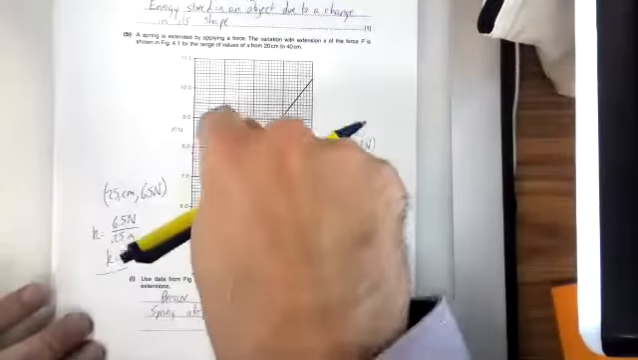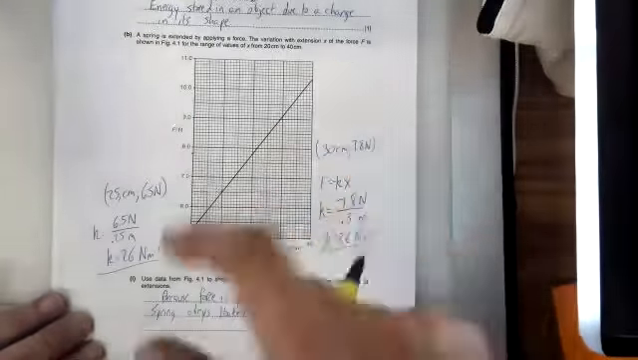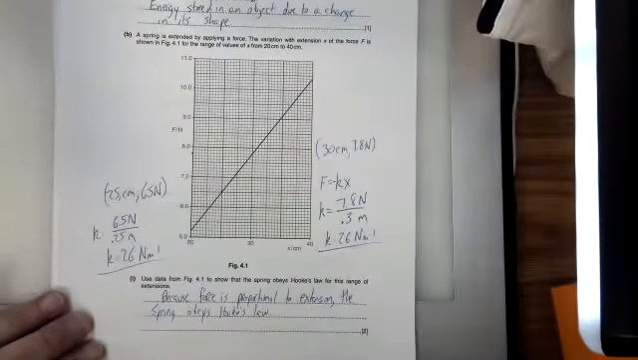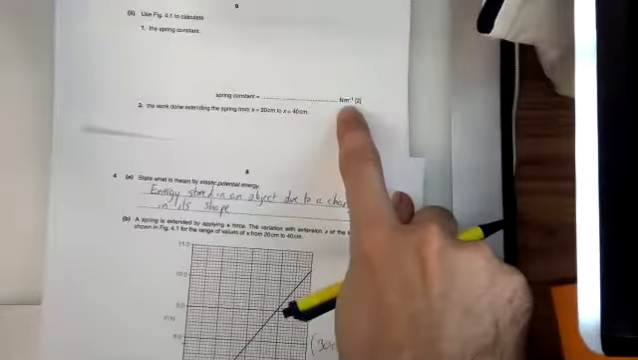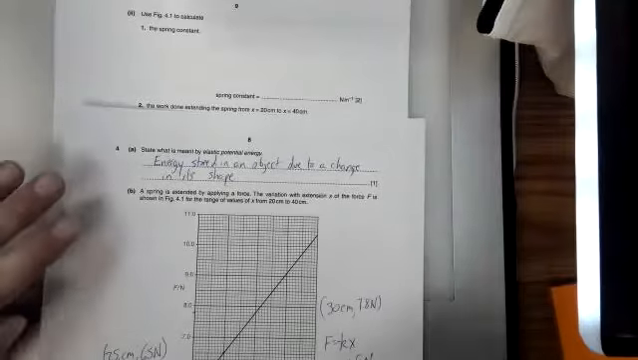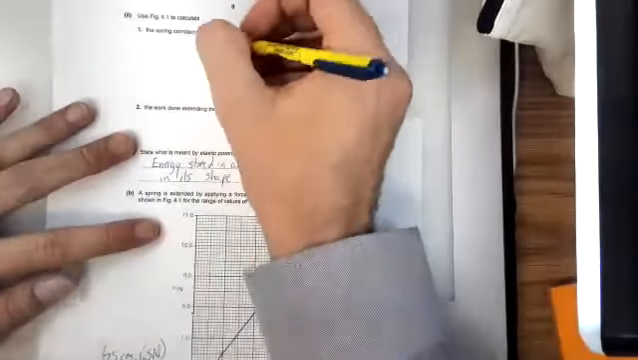So the rise will be the change in force, the run will be the change in extension, and rise over run is the spring constant, newtons per meter. It could also be newtons per centimeter or newtons per meter. They wanted newtons per meter. So I'm just going to use the same data points that I got a moment ago.